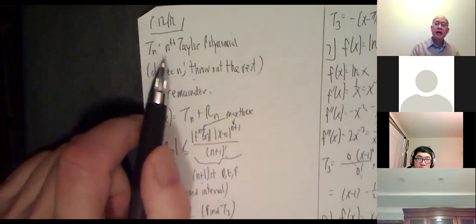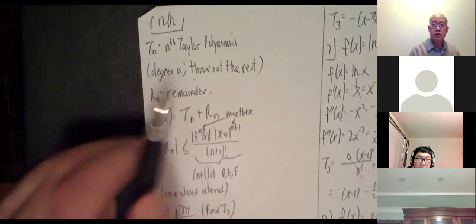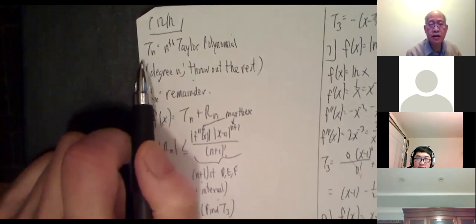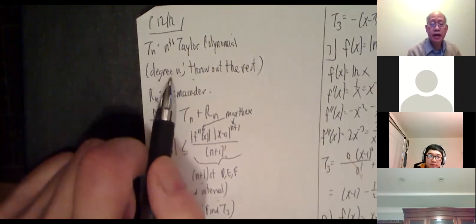All right, so getting back to where we were, 11.11. Okay, we're doing Taylor polynomials again. So 11.11, Tn, T stands for Taylor, is an nth degree Taylor polynomial.